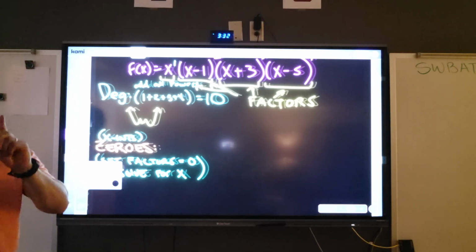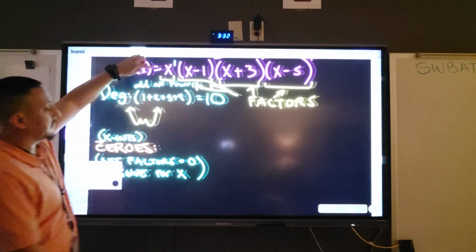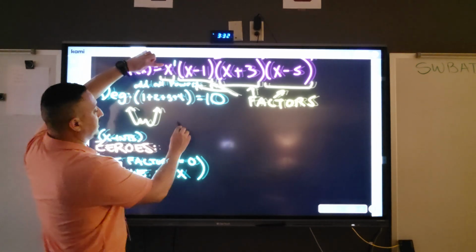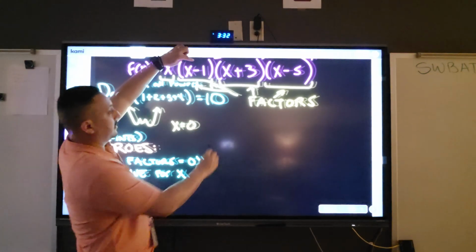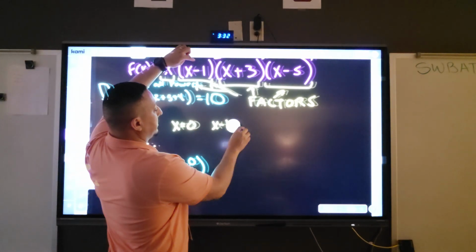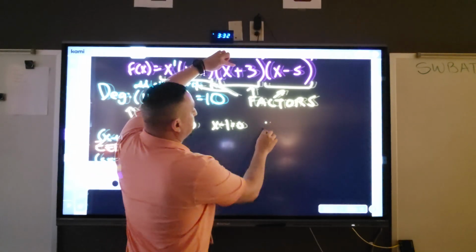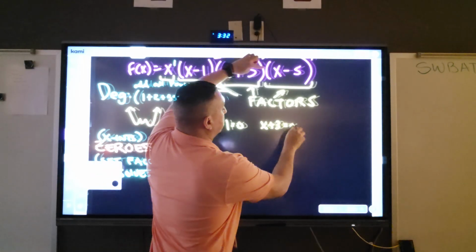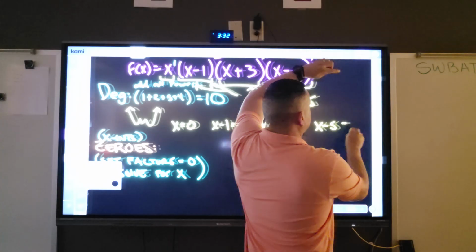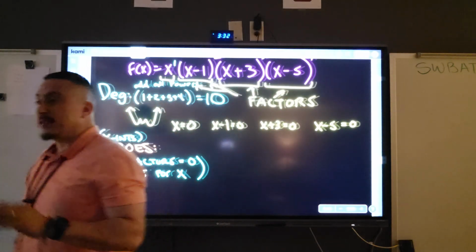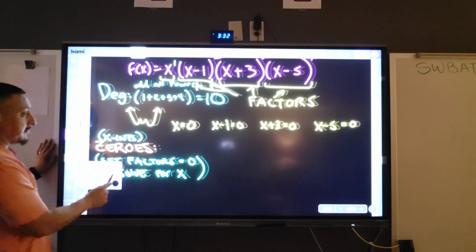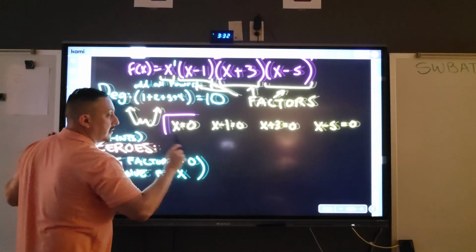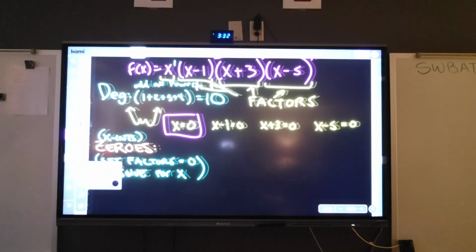I'm going to take each one of those, there's 4 of them, and set them equal to 0. So here we go. My first one is X equals 0. My next factor is X minus 1, set it equal to 0. X plus 3, set it equal to 0. X minus 5, set it equal to 0. You set each one equal to 0, and then we solve them. Solve means get X by itself. X is by itself on that one. There's nothing to solve on that one.